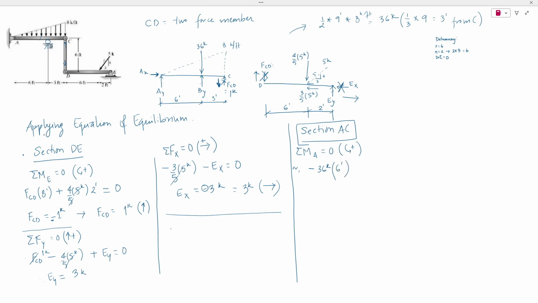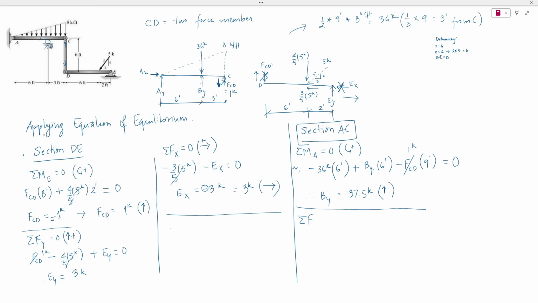The vertical reaction at B is causing counterclockwise moment, so By times moment arm 6 feet, and then the tensile force in member CD is causing clockwise moment again, so -FCD times the moment arm, which is 9 feet. The summation of all these forces would be equal to 0. We calculated FCD to be 1 kip. Calculating this, we get By to be equal to 37.5 kips, and this would be acting upward because we got the positive value.